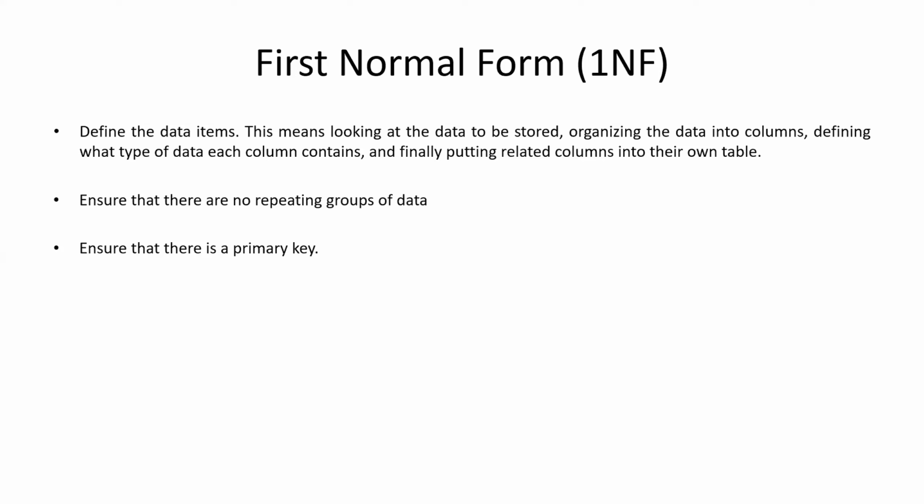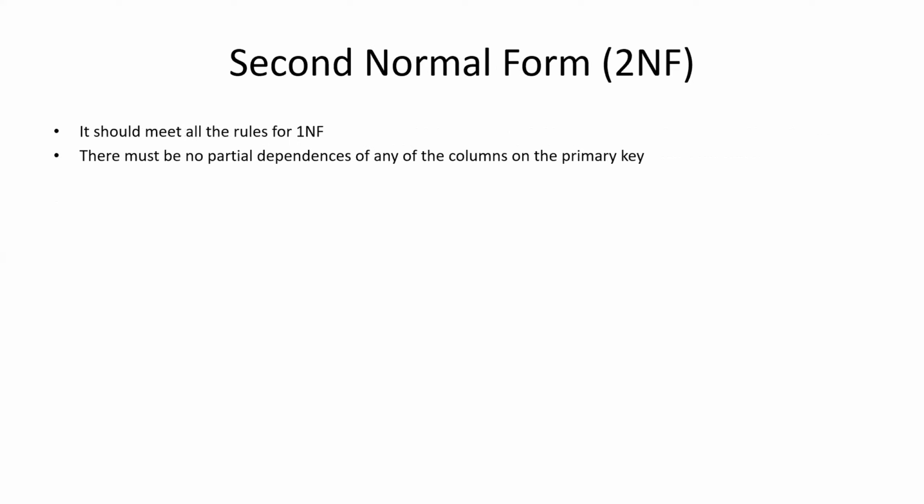So these are the rules laid by first normalization form, and then we have the second normalization form. Now, second normalization form says it should meet all the rules of first normalization form. That is, if second normalization form has been applied, first is already there. And the main point, it says there must be no partial dependencies of any column on the primary key. What does this mean? Now, for this, let's take an example.